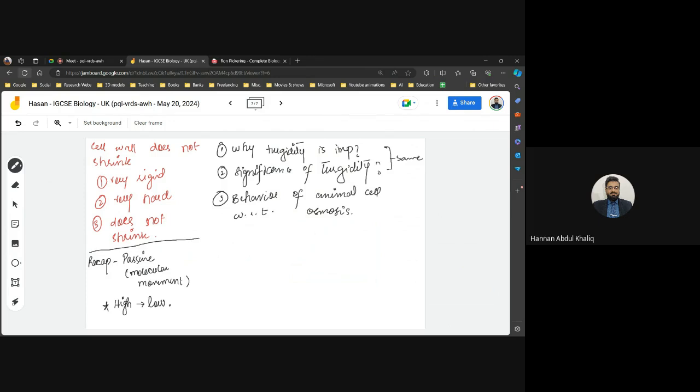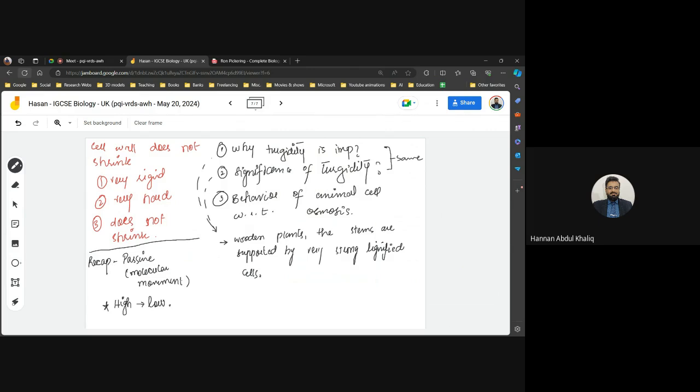All right. So first of all, let's address these two questions: why is turgidity so important, and what is the significance of it? See, in the proper woody plants, the stems are supported by very strong lignified cells.